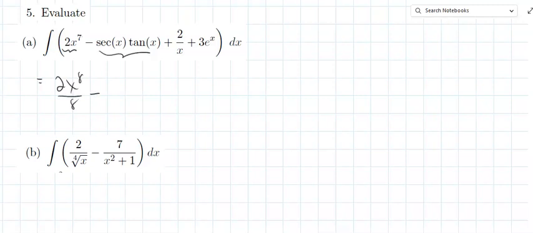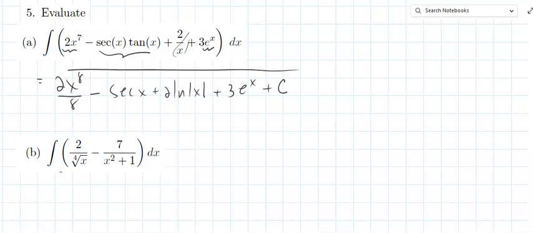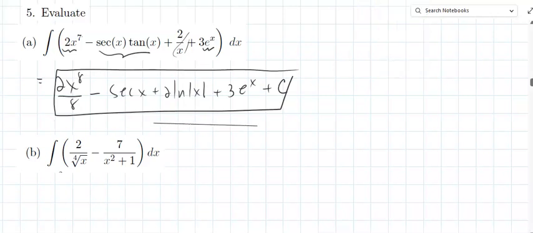What do you take a derivative of to get secant tangent? Secant of x. What do you take a derivative of to get 1 over x? Natural log of absolute value of x. And what do you take a derivative of to get e to the x? E to the x. Don't forget the plus c. Again, you're not responsible to simplify any of those.